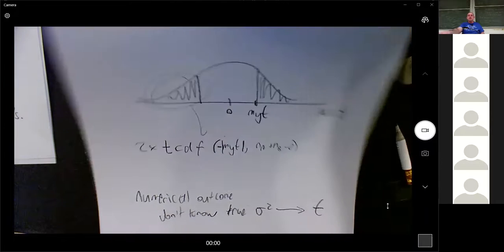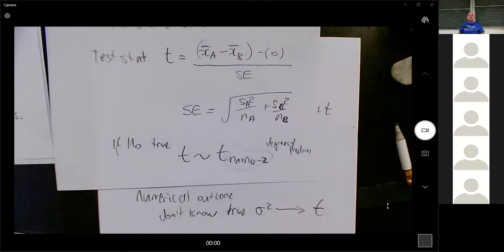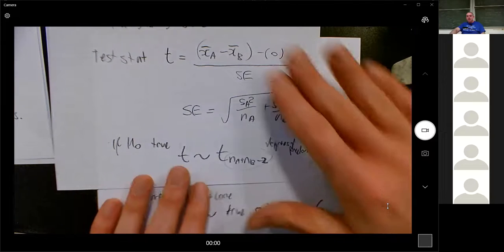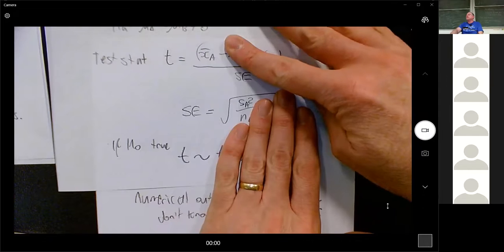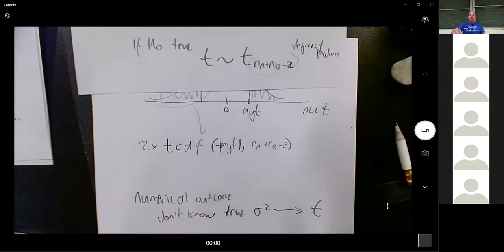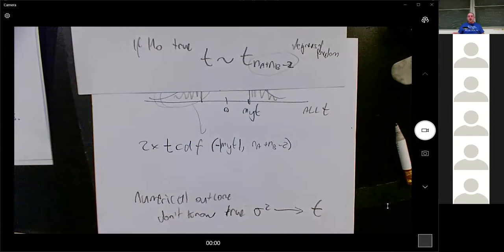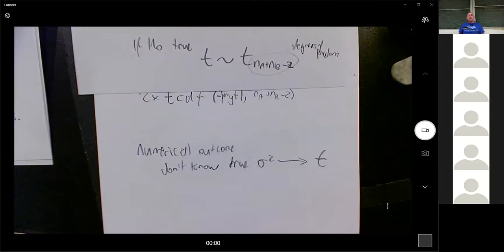In some situations this SC will have this stuff. If you're only asking about one situation, like it's not A versus B, it's just here I am, what's the mean, then there'll only be half as many things involved. And so you'll get a different degrees of freedom and a different t distribution. But if you have a numerical outcome and you do know the true sigma squared, you'll use a z.